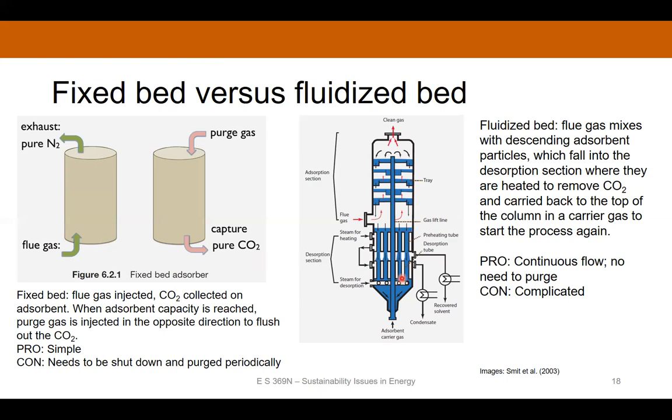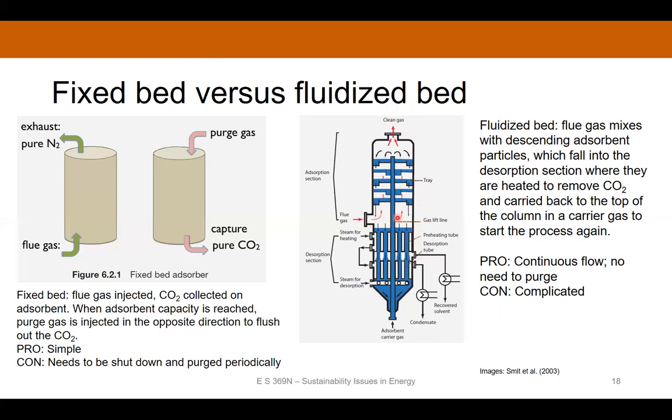Now, the fluidized bed, on the other hand, is more of a complicated system, but it does allow for continuous operation. So the way that this works is that the flue gas comes in at the bottom of this adsorption section here. And so the gas flows up, and then there are these particles of your adsorbent, which are falling down through a series of trays here. And as they do that, they'll react with CO2, and eventually the gas that comes out of the top of the reactor will have little to no CO2 in it.